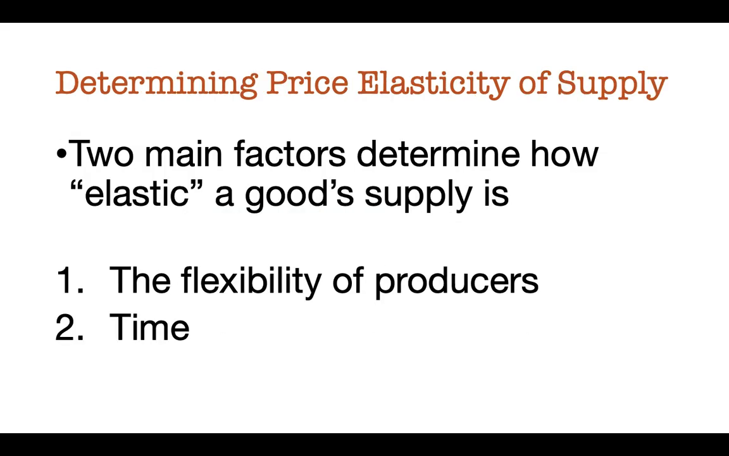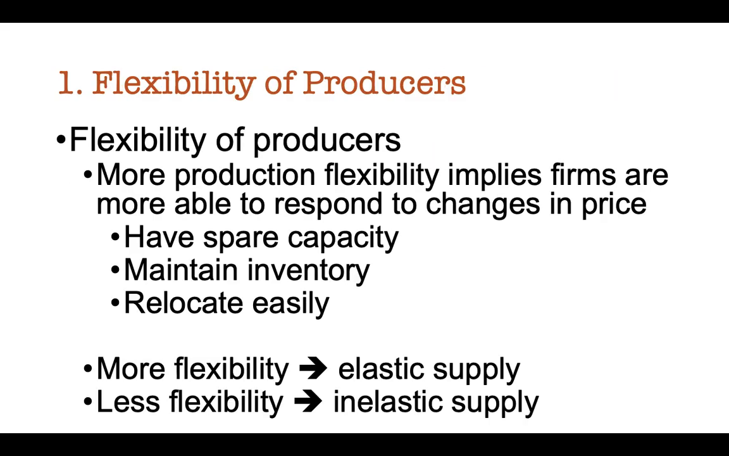So there are two determinants of price elasticity of supply: flexibility of producers and time. So flexibility of producers, the more flexibility you have in terms of being able to produce more or less as a business owner, is going to determine how responsive you are to the price. If you are very flexible, it can mean one of these three things. So you have spare capacity, you can maintain an inventory, or you can relocate easily to where the price is better for you as a seller.